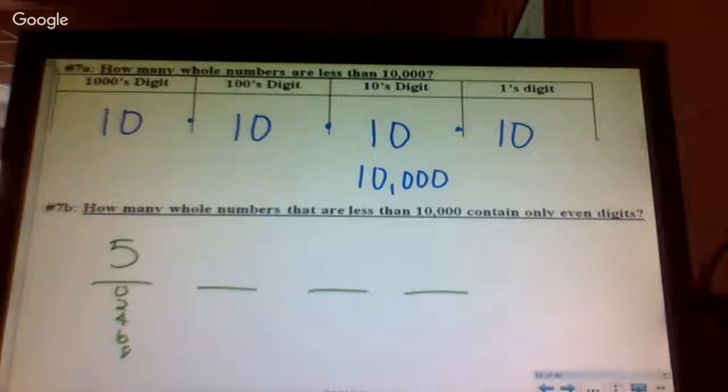My second number can be what? How many options do I have? 5. It still has to be an even. Why have you all just shut down now? Because we're tired. It's a Monday. No excuse. Okay. 5. My next number, 5. My last number, 5. 625.